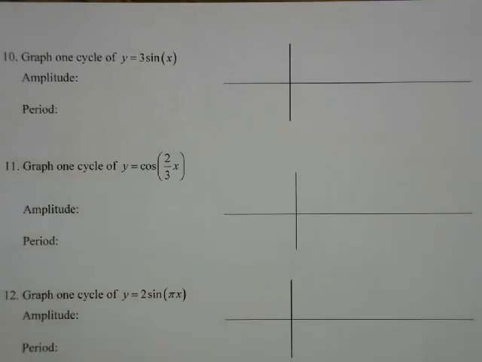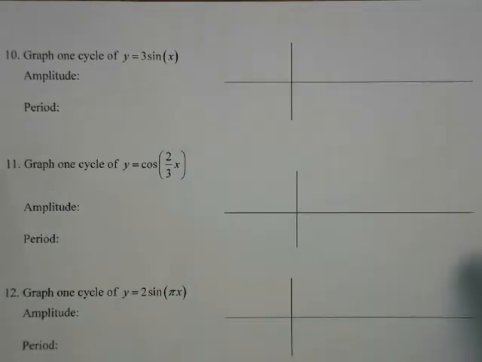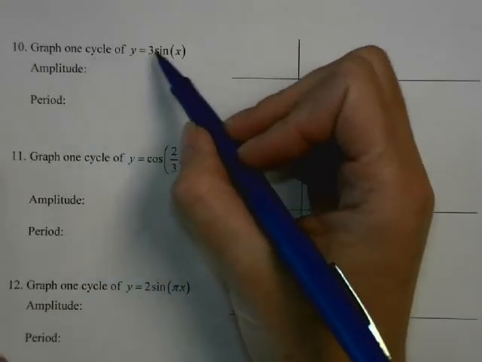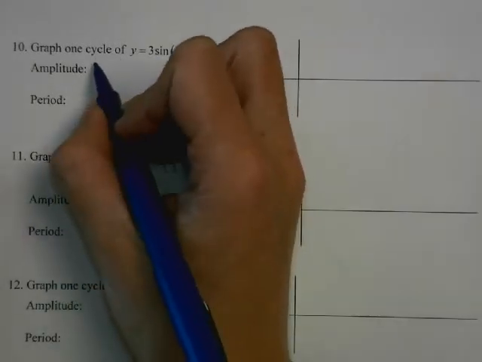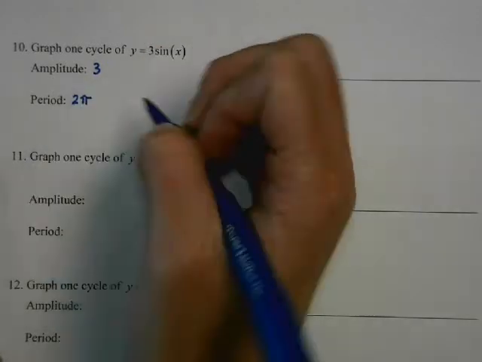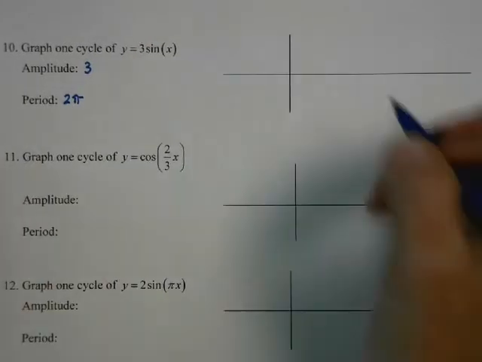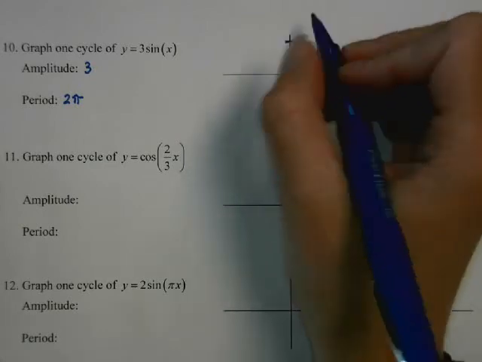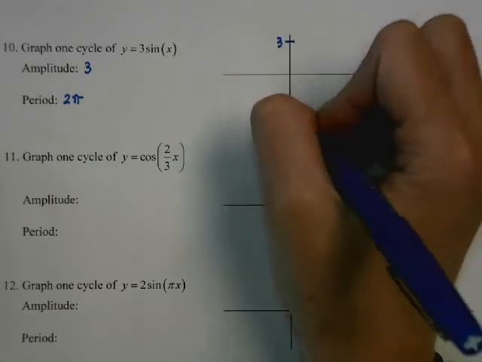So now we're going to do some graphs. We're going to graph one cycle of 3 sine of x. The amplitude is going to be 3, and the period is going to be 2 pi divided by 1, or 2 pi. So on my y-axis, we're going to have a maximum value of 3 and a minimum value of -3.